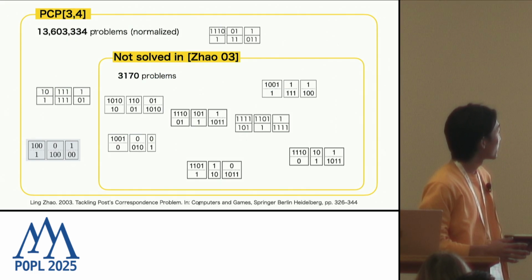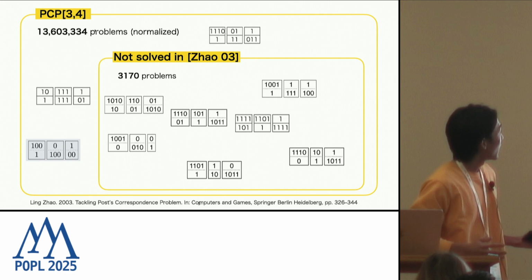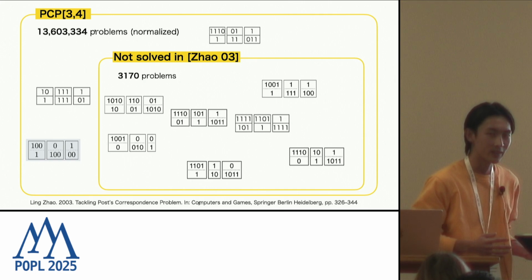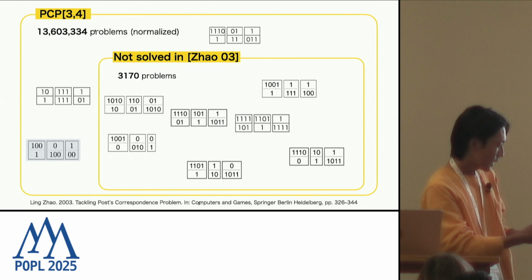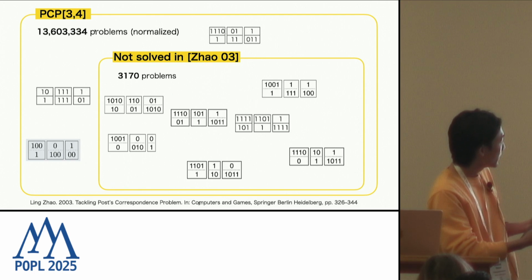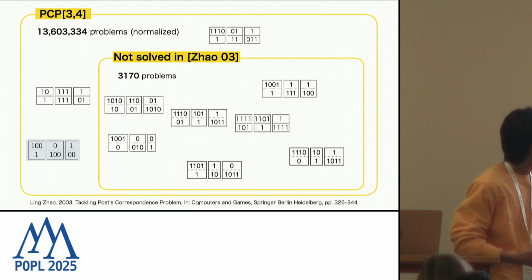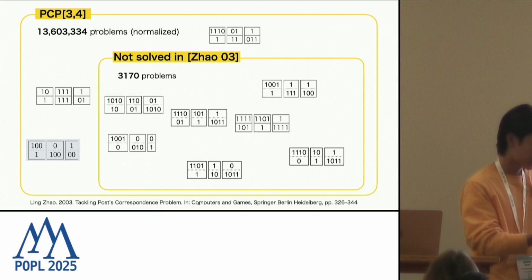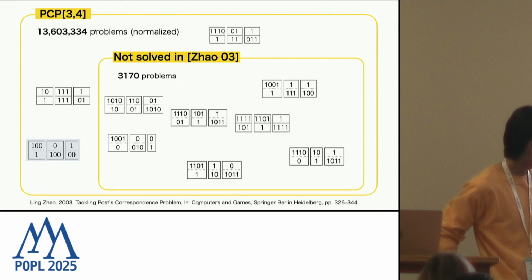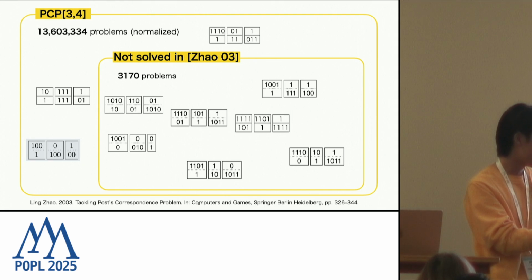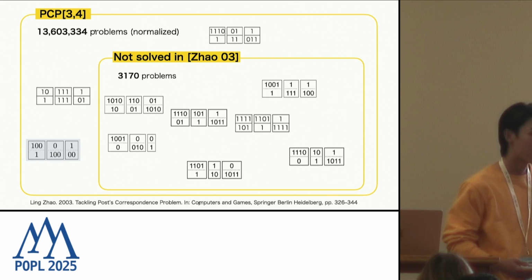Let me review the current situation about PCP(3,4). There are about 13 million instances in PCP(3,4) after some normalization. Twenty years ago, in 2003, Zhao solved almost all of them, and 3,170 problems remained unsolved. Several studies solving PCP instances heuristically were conducted after his study, but this is the most comprehensive one so far. In our study, solving all of the remaining problems is the main purpose.